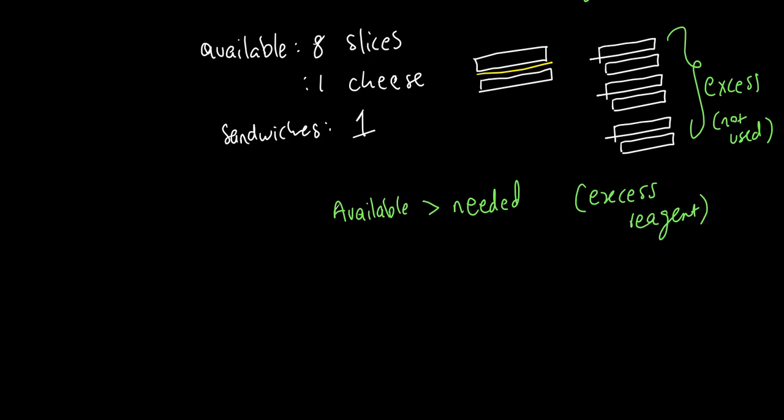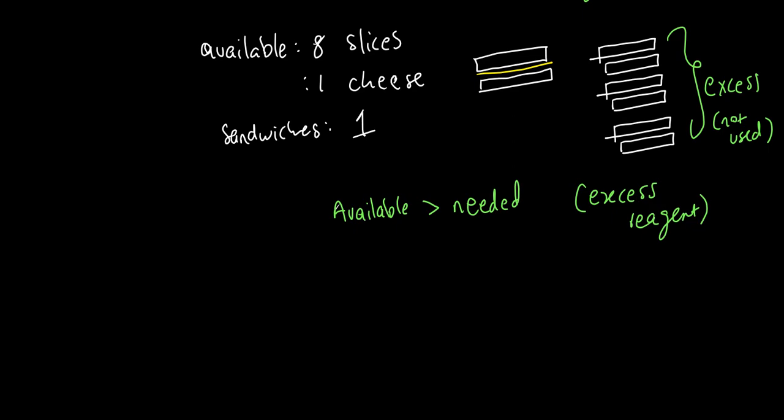So what we're saying is that the slices of bread are in excess because we have more than what we need to make a sandwich. Did you get it? Perfect.